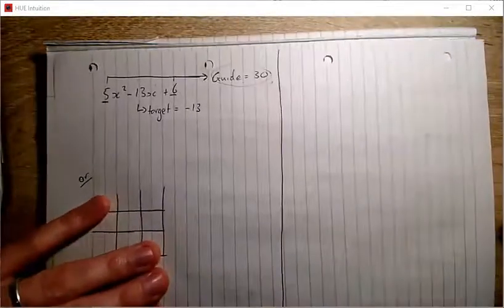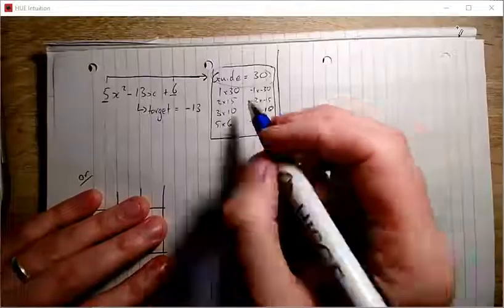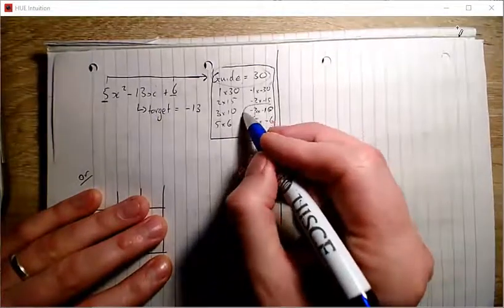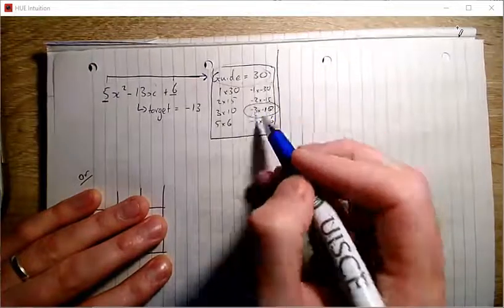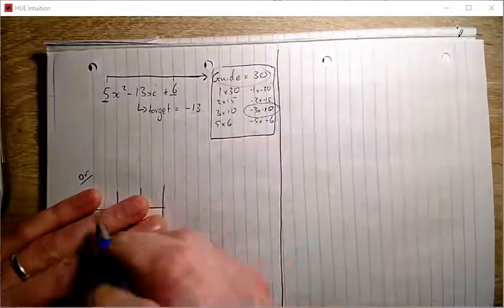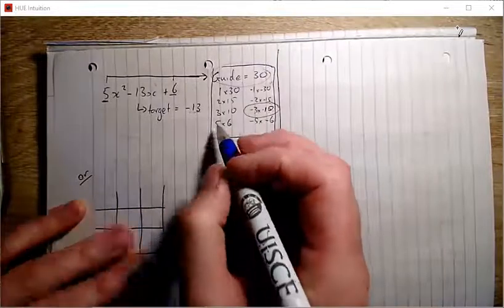So let's factorize our guide here. Okay, that happened quickly. -3 times -10 gives 30. And if I add -3 and -10 together, I get -13. So that's my target. So what do I do next?